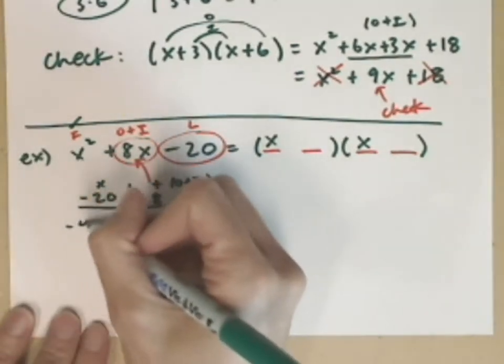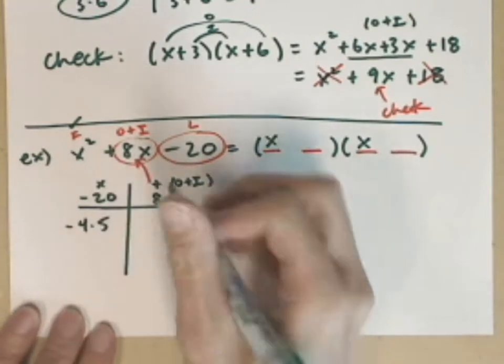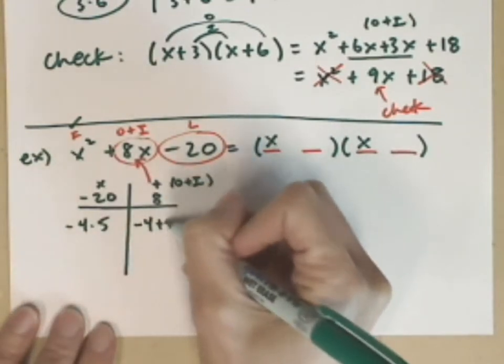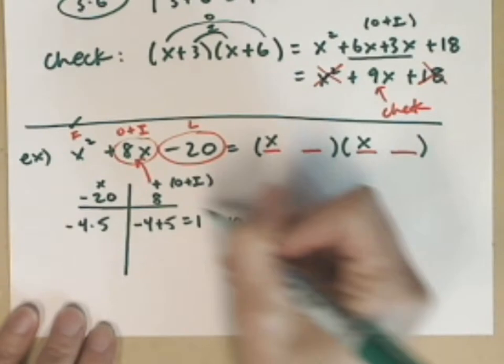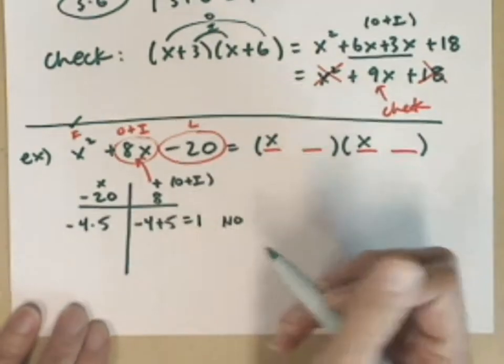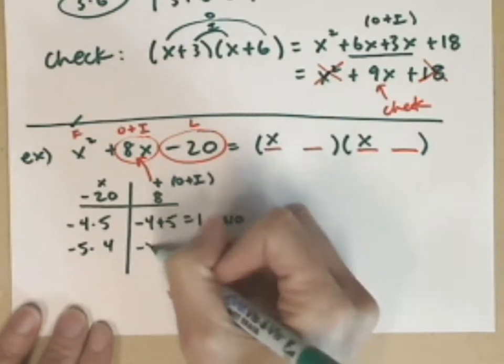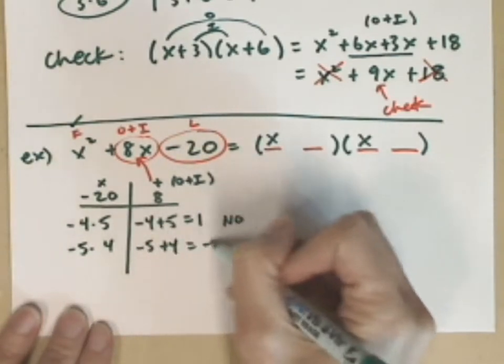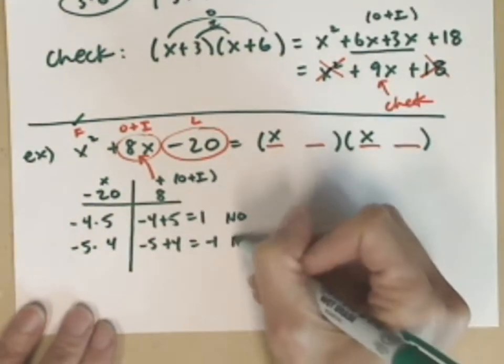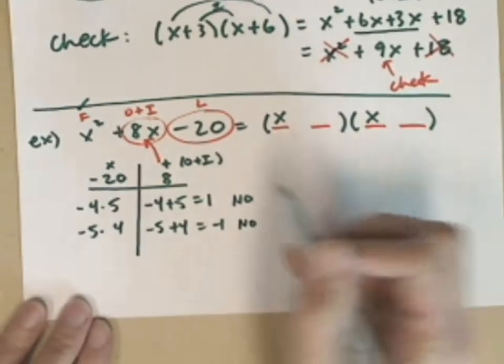Let's start with negative 4 times 5. That's a pair. But negative 4 plus 5 is 1 and not 8. We also could have done negative 5 times 4. I'm not going to get anywhere. Negative 5 plus 4, that's just going to give me a negative 1 instead. So that won't work either.